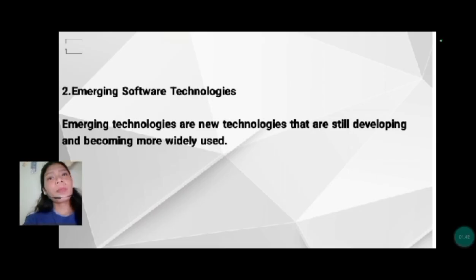For example, artificial intelligence or AI is software that can think, learn, and make decisions like humans. ChatGPT helps answer questions and assist with tasks.